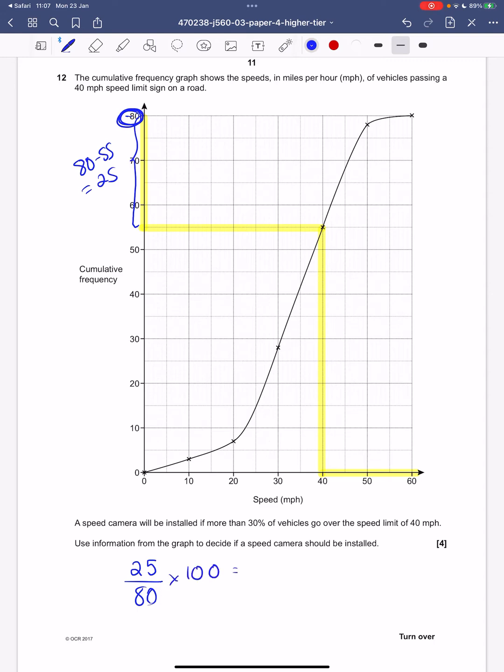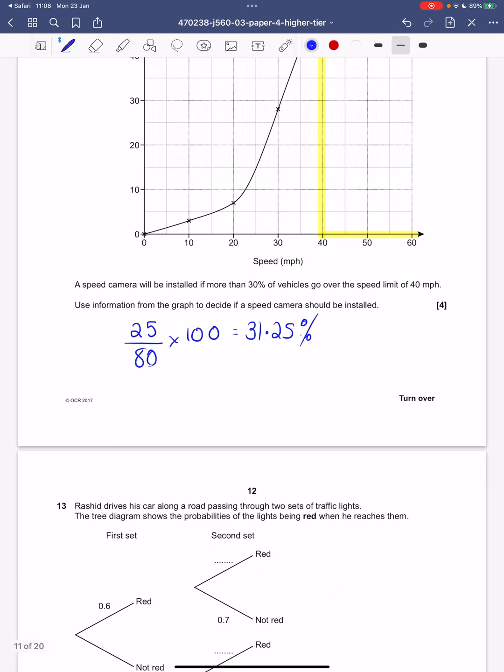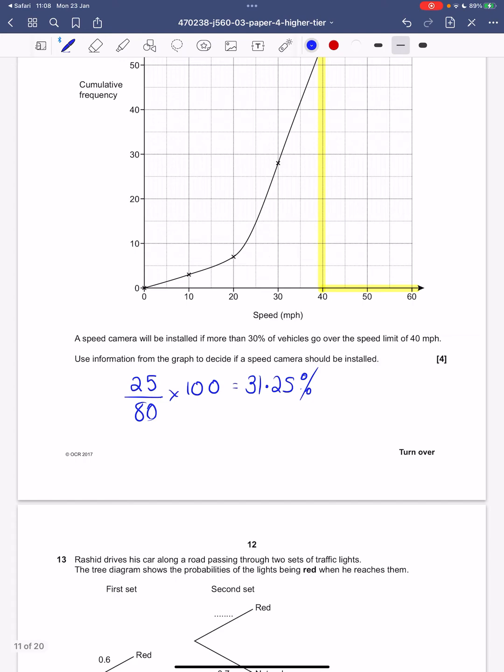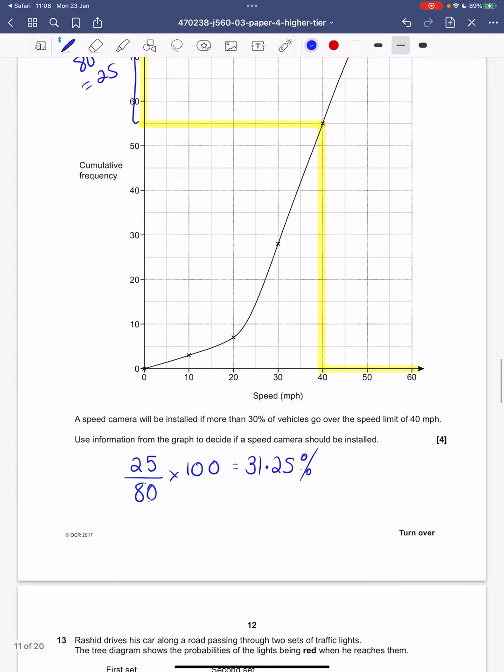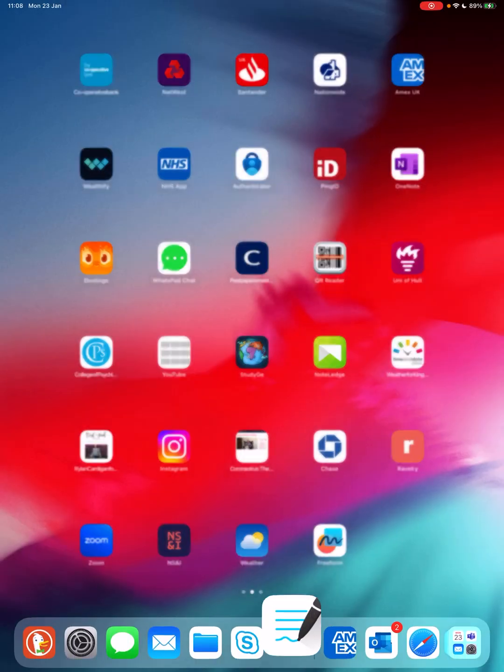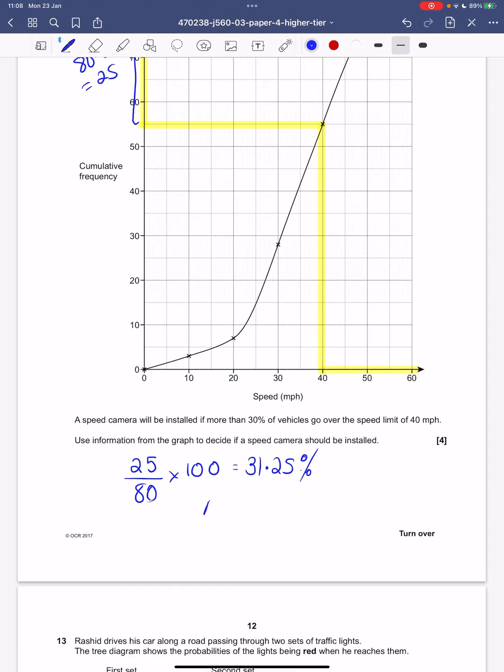Times by hundreds, turn it into a percentage. 25 divided by 80 times 100 is 31.25. So, a speed camera will be installed if more than 30% go over the speed limit of 40 miles per hour. A speed camera, which is greater than 30%, should be installed.